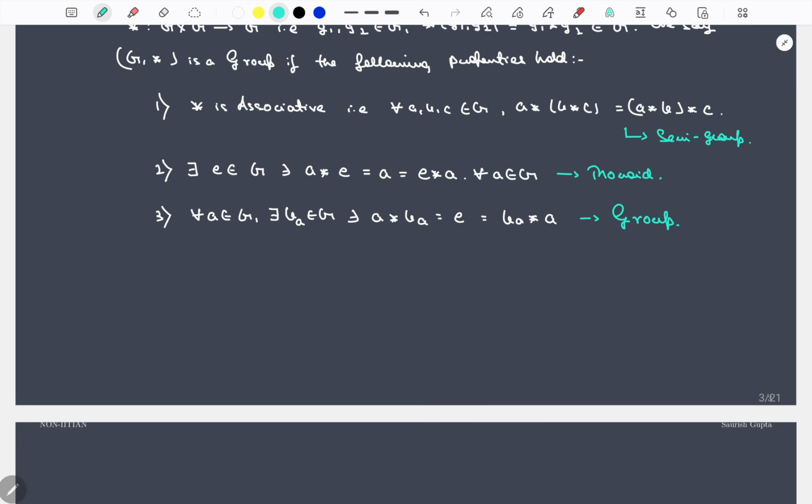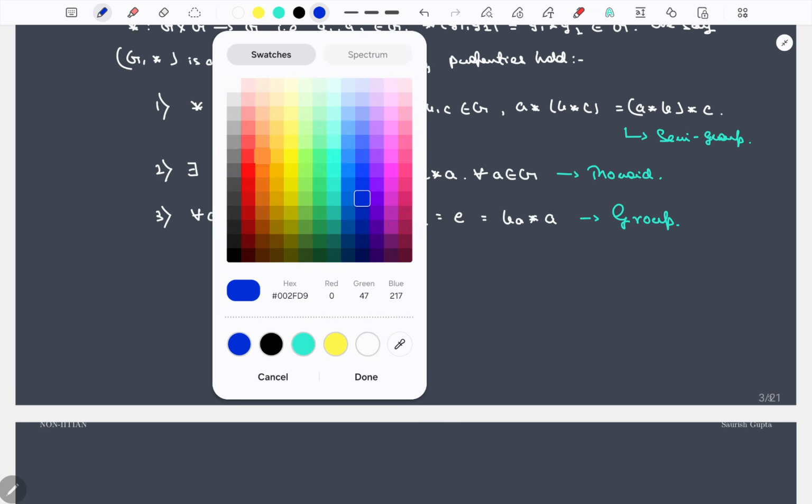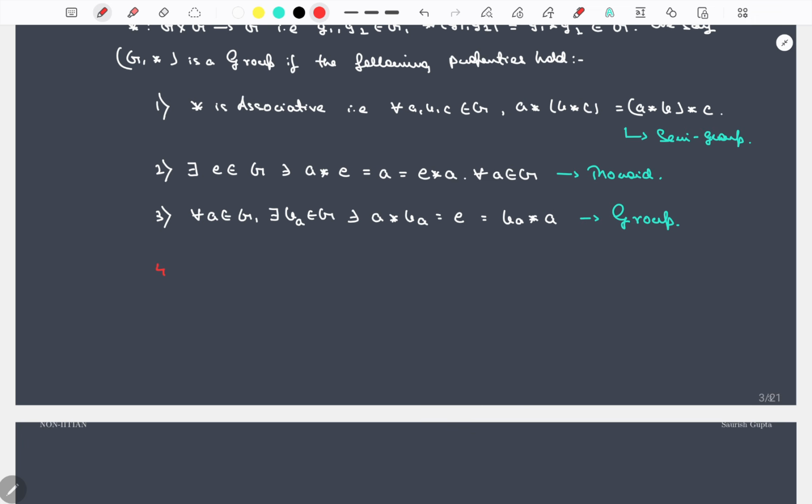But there is an optional property as well. So let me just write it in a different color. There's an optional property, that is, for every A and B in G, A operated with B is the same as B operated with A, and this is called the commutative property, and we just saw that this is something which holds in integers. It will hold in many groups, but not necessarily in all groups. Now, if property number 4 holds in addition in a group, then we call it an abelian group.